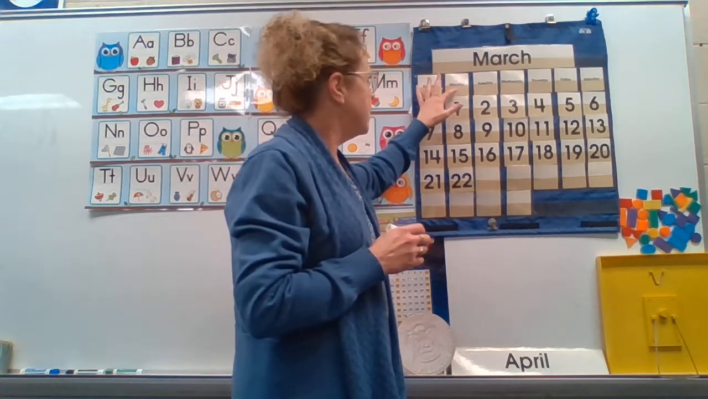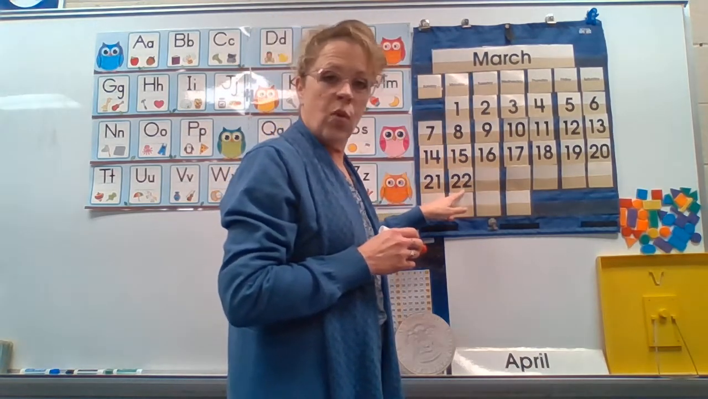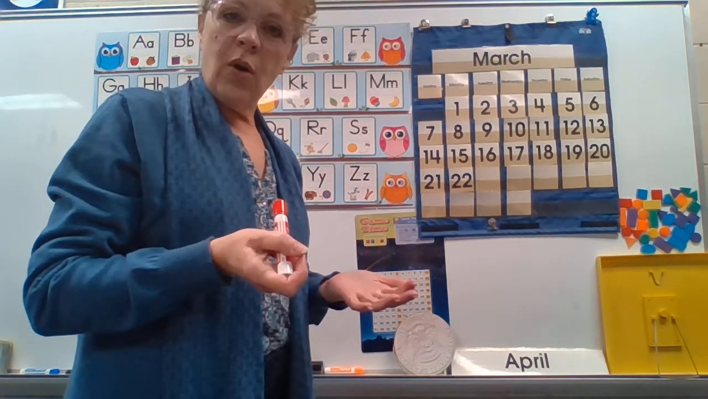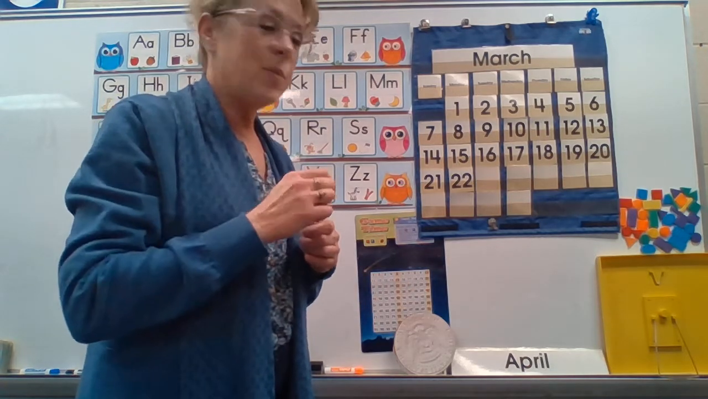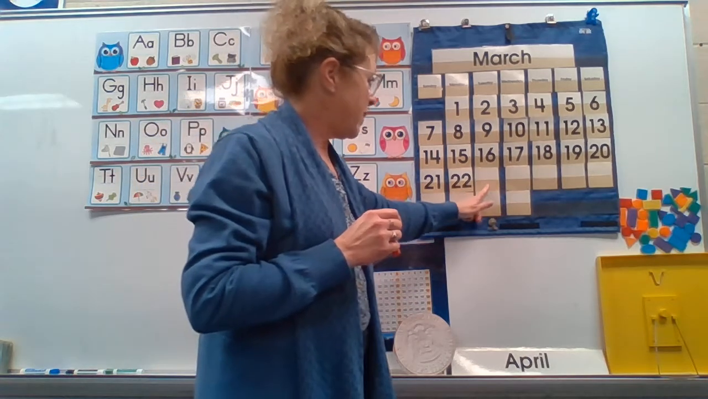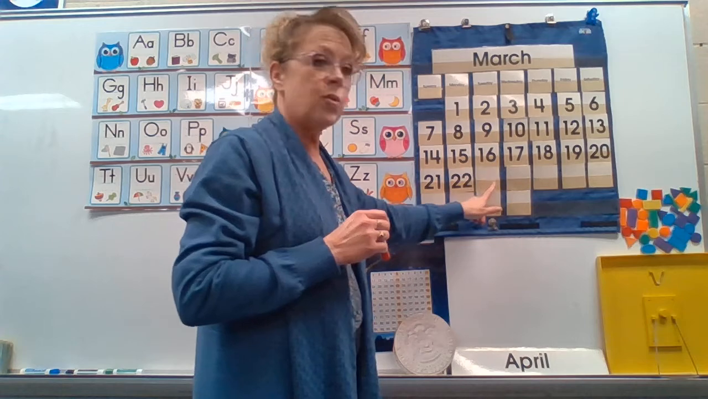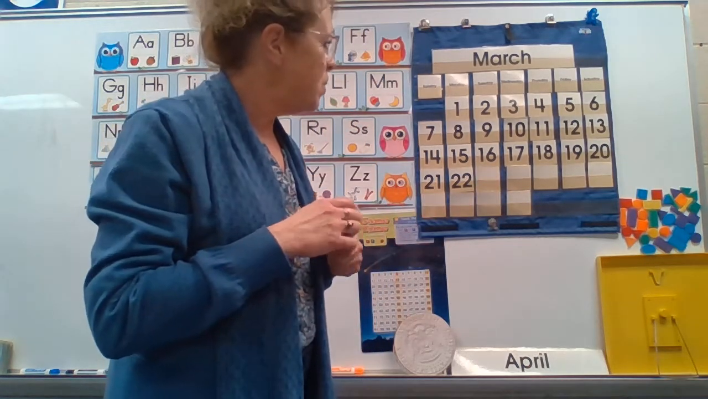All right, let's see if we can say the date. Today is Monday, March 22nd, 2021. What will tomorrow be if today's Monday? That's right, tomorrow will be Tuesday. What number would you expect to see here? 21, 22, 23. Tomorrow will be the 23rd.